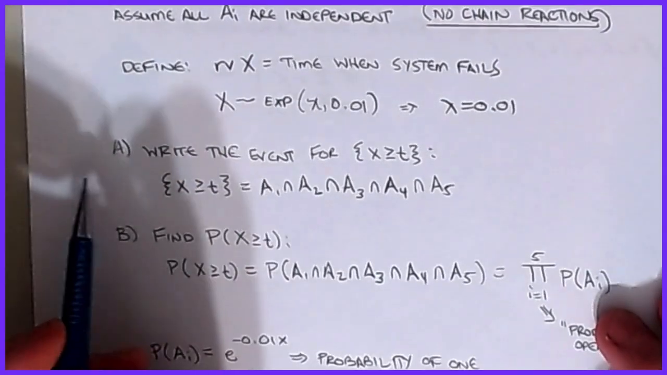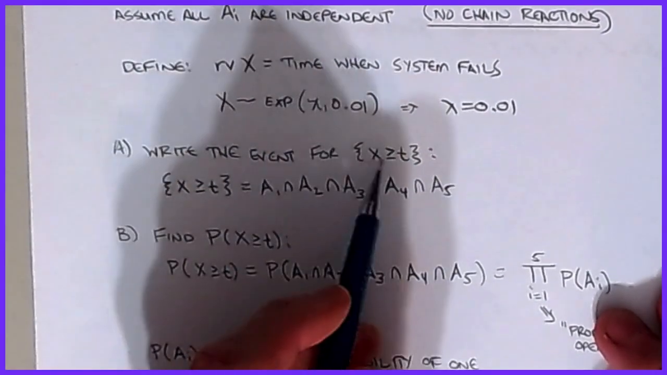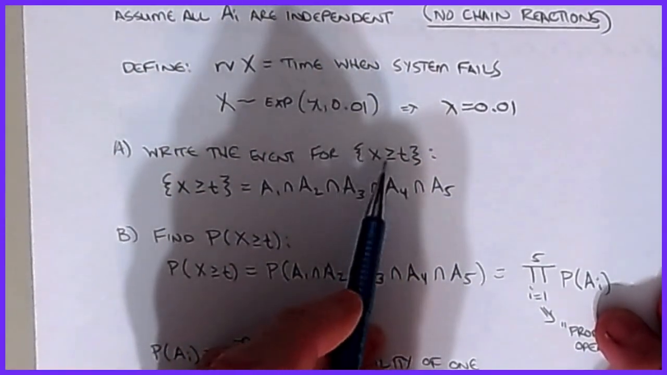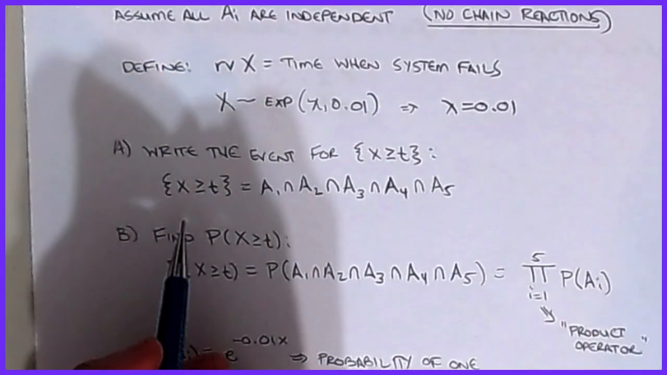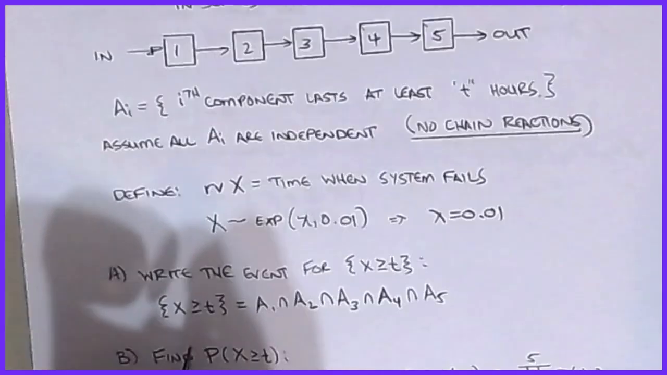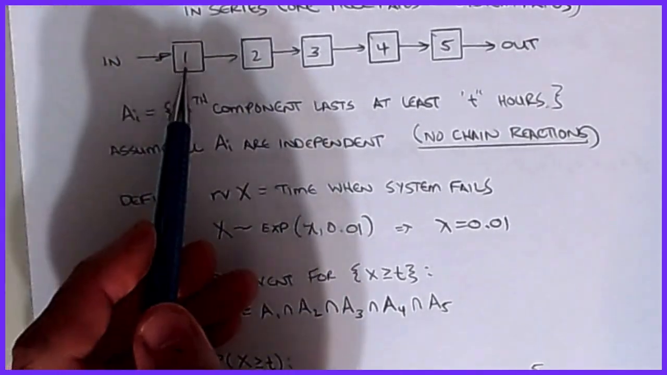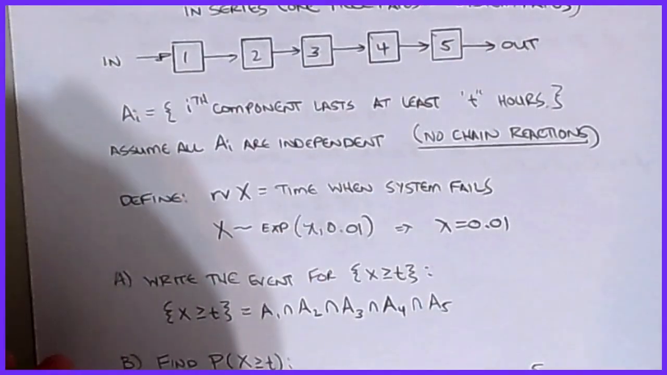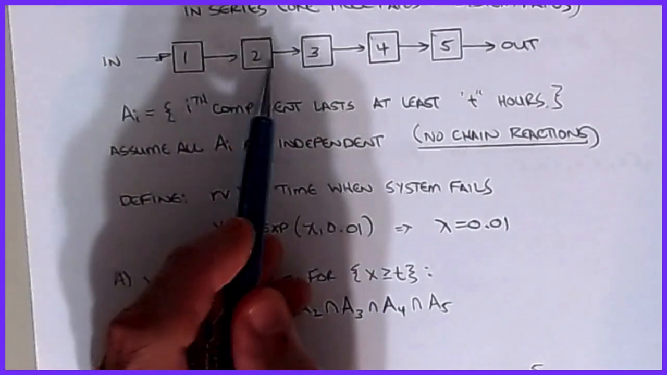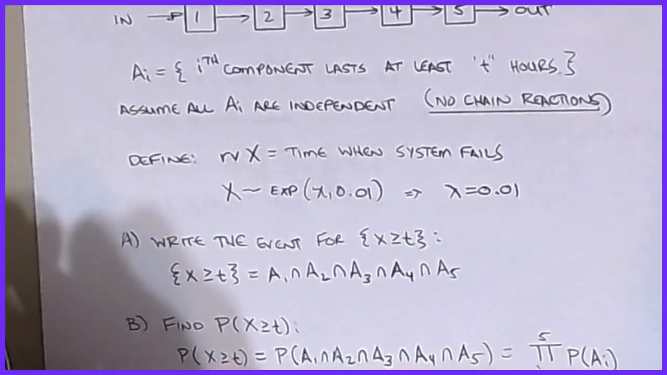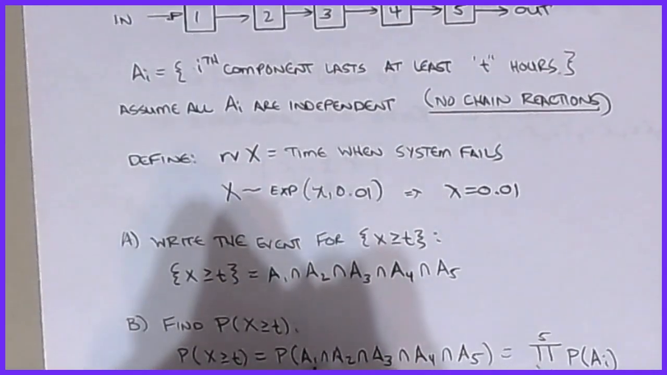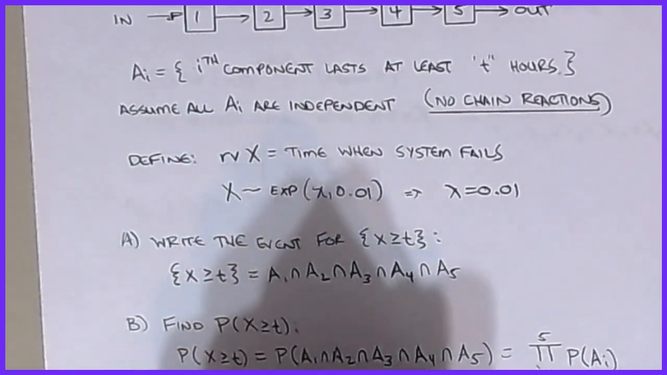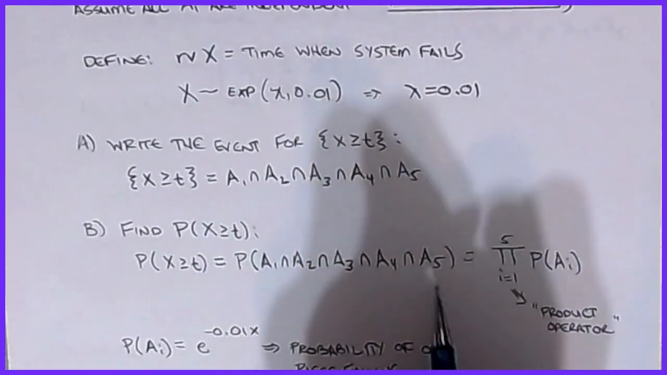What we want to do is write the event for when x is greater than t, when my time is greater than this expected t value. For the system to work, all 5 have to be functional. So the event for x lasting longer than t is A1 intersect A2 intersect A3 intersect A4 intersect A5, which is what we see right here.